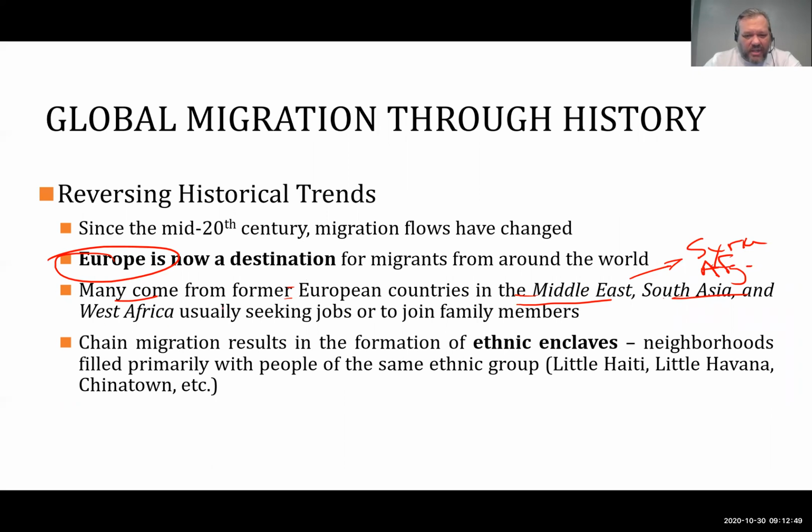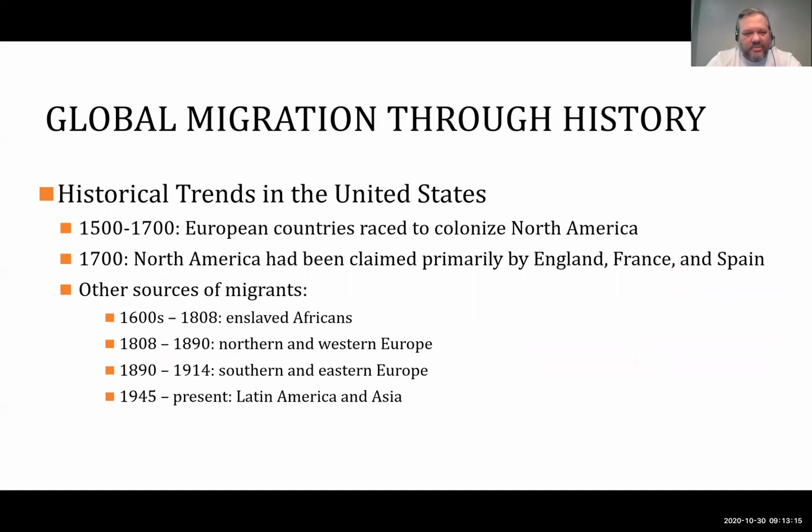Now, the other thing to look at is something called chain migration. We've talked about that, and it does result in what they call ethnic enclaves. And so if you've ever been to San Francisco and been to Chinatown, it is just areas within cities that are heavily culturally influenced by a certain group. So, it could be a Germantown, Little Havana, Little Haiti, Chinatown, things like that. So those would be called enclaves or ethnic enclaves.